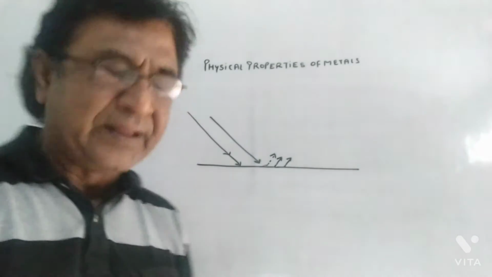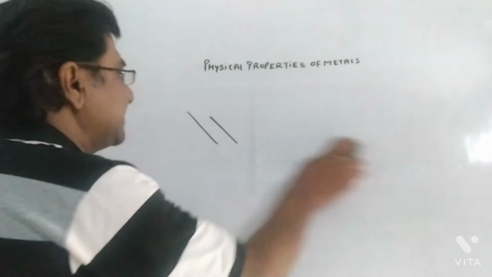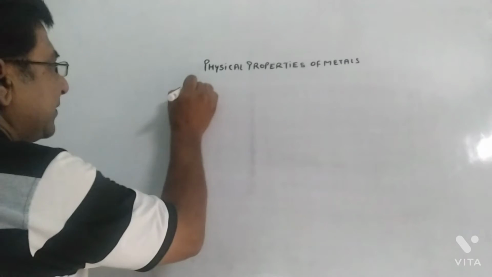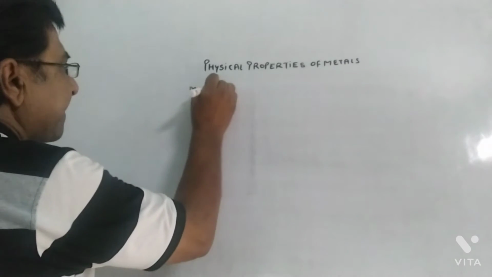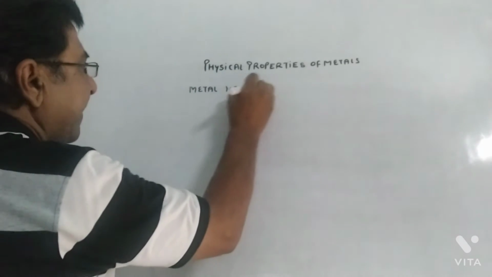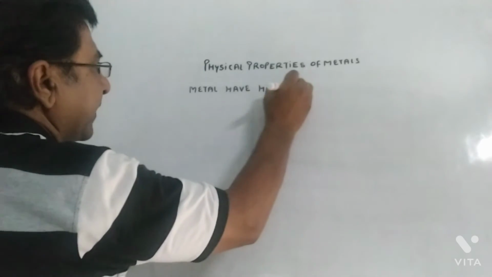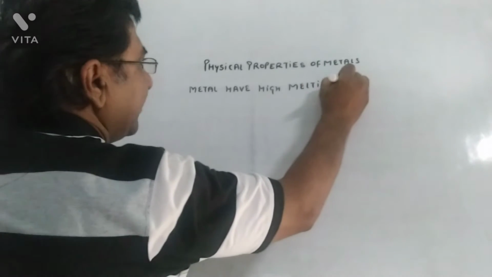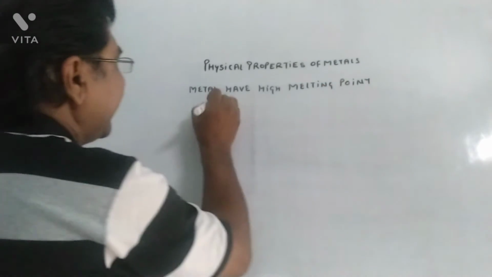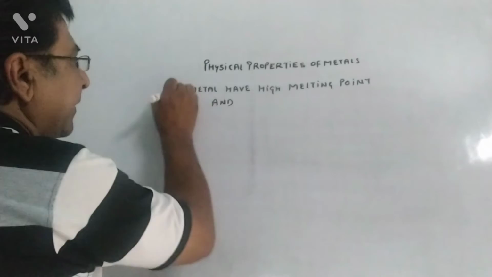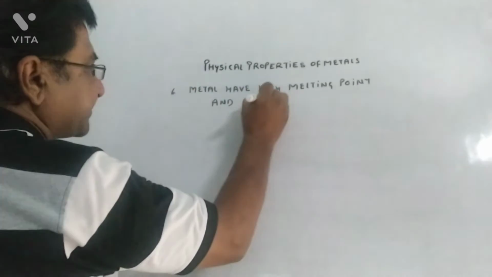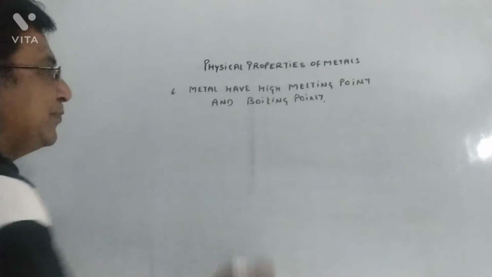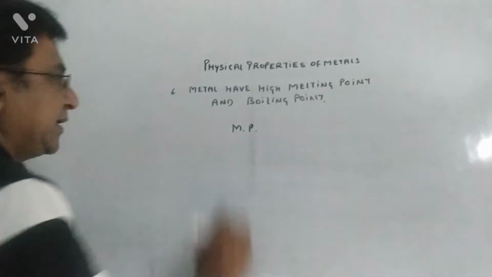Remember that. Next property, let us discuss. Metals have a high melting point and boiling point. What is melting point?